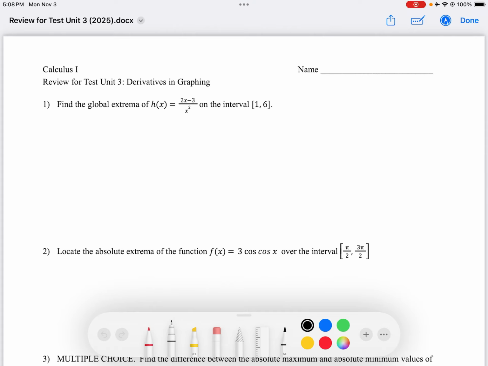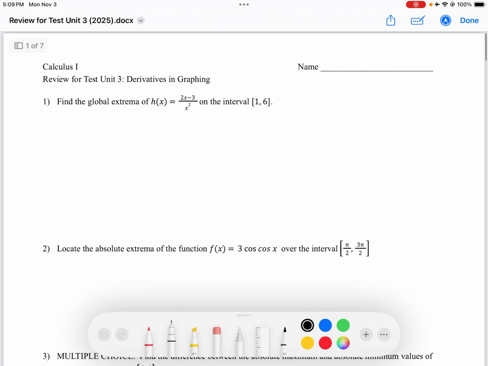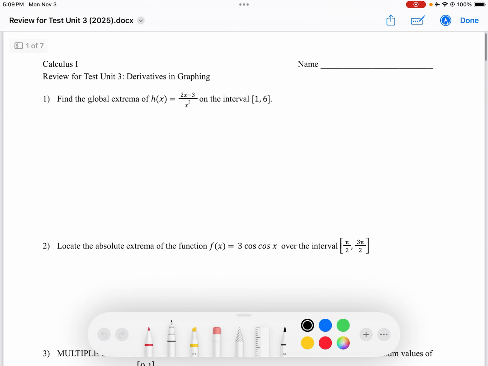All right, let's do some problems related to derivatives in graphing, using derivatives to analyze the graphs of functions. Looks fun. Alrighty. Find the global extrema of h of x equals 2x minus 3 over x squared on this interval. All right, we've got a closed interval, which is telling me that I probably want to use the closed interval test, also known as the candidates test.